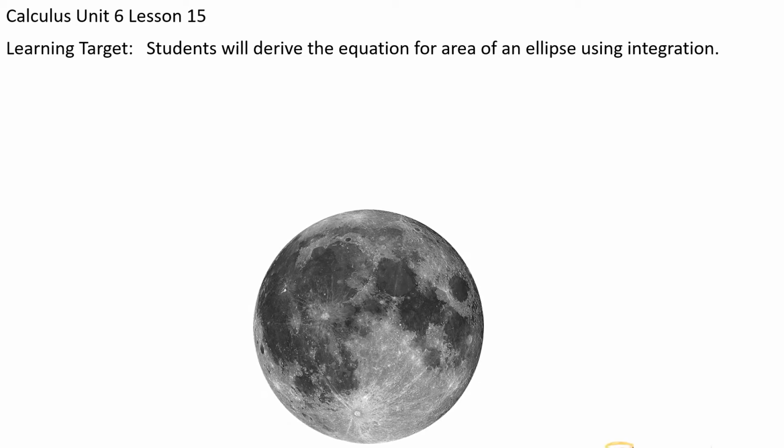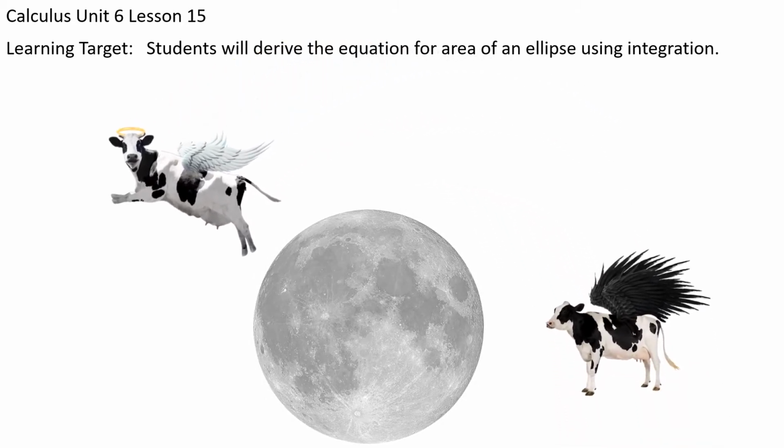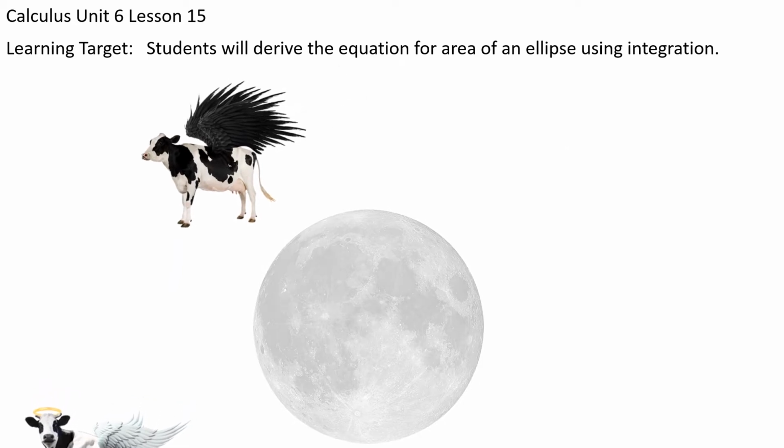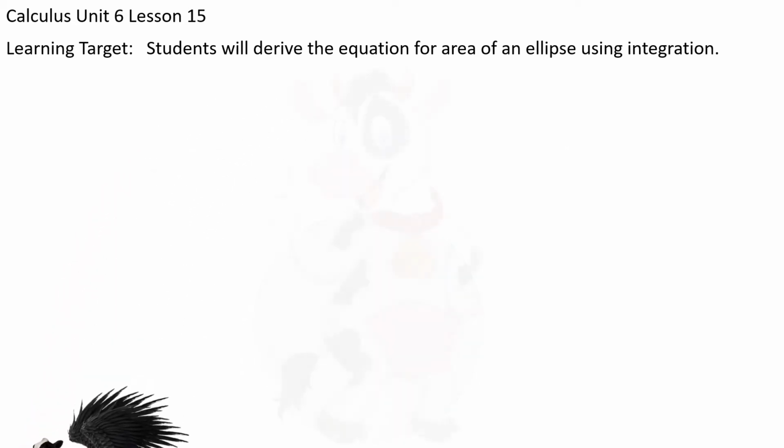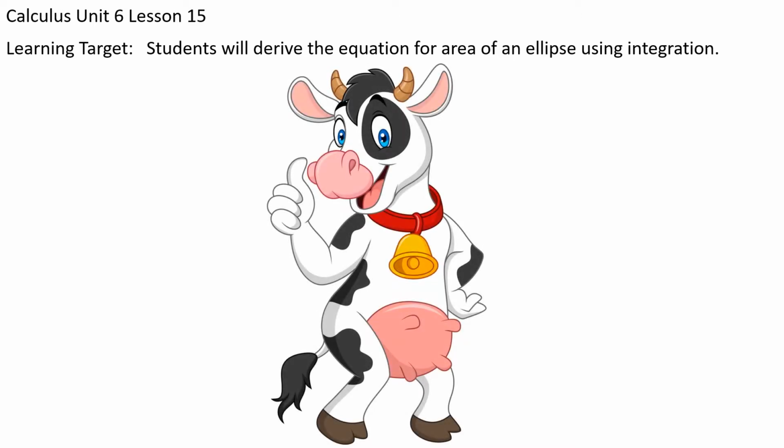Okay, so today we're going to try to derive the equation for the area of an ellipse, and we're going to be using integration to do that. Quite some time ago, before spring break, if you remember, I had you find the area of a circle using calculus integration, and then we just recently found the area of an ellipse using integration. But now, instead of trying to find the area of a specific ellipse, I want to find the area for a general ellipse.